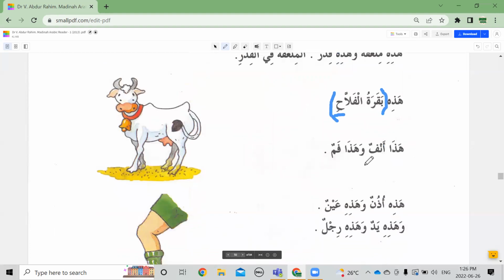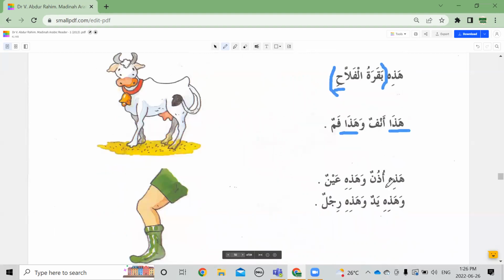Haza anfun wa haza famun. Anfun means nose and famun is mouth. So nose and mouth are masculine. We use haza. Haza anfun wa haza famun. But here what is this one? Hazihi uznun wa hazihi ainun. This is the ear and these are the eyes. Right.